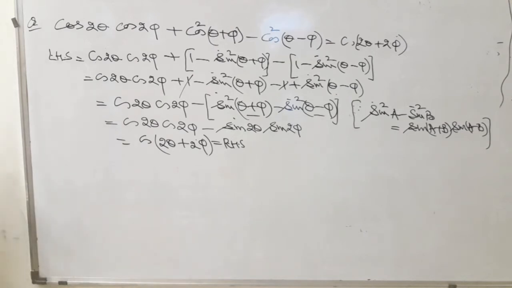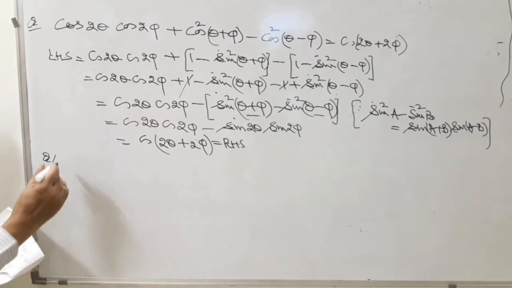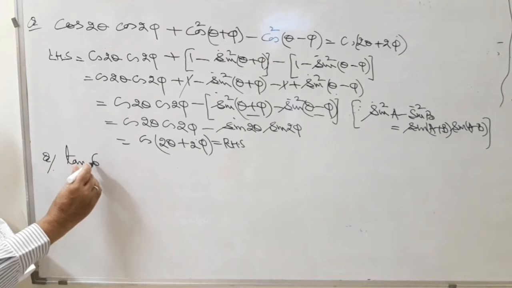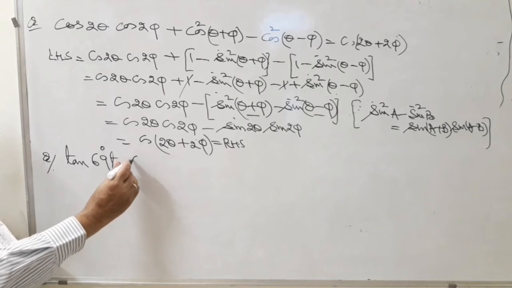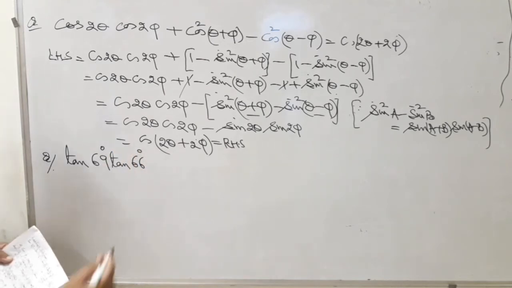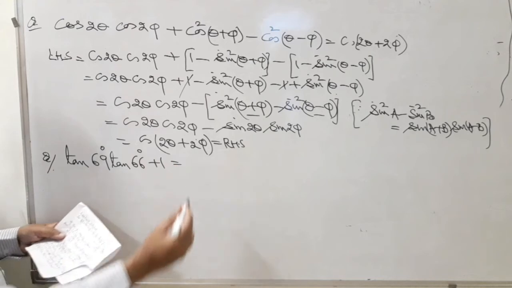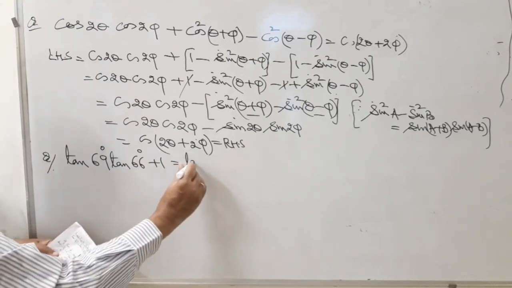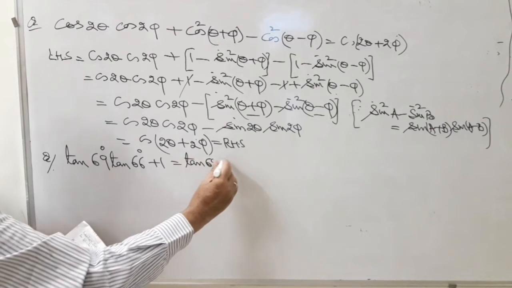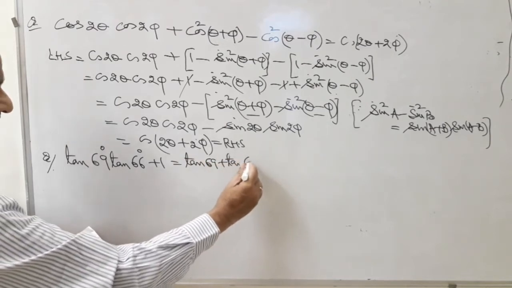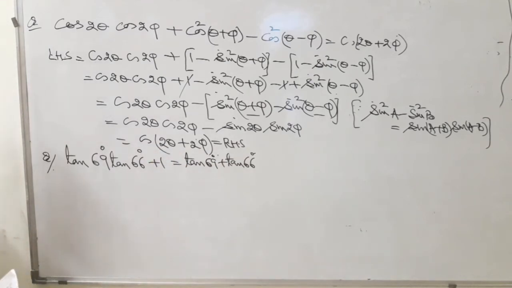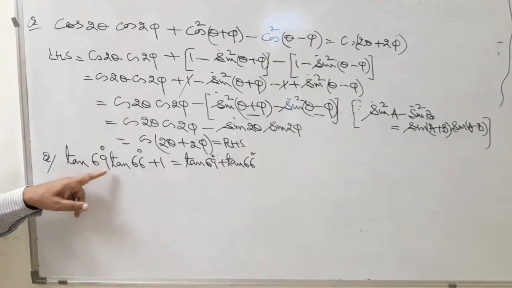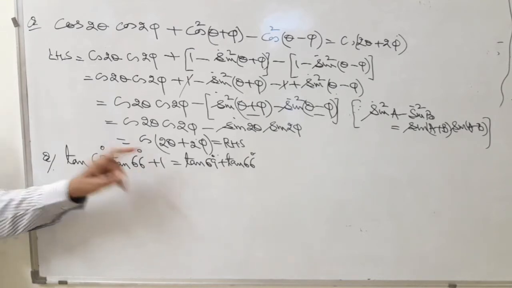Take up one more. He says prove that tangent 69 degrees, tangent 66 degrees plus 1 is equal to tangent 69 plus tangent of 66 degrees. Therefore, we have to show that tan 69 tan 66 plus 1 is equal to this.